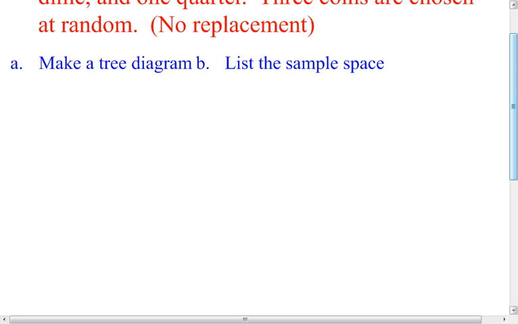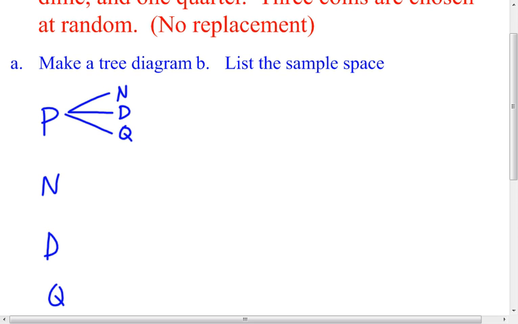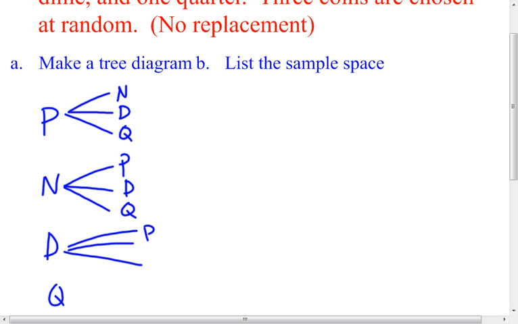So what you're going to do is make kind of tiers here. In this case, you could have a penny, a nickel, a dime, or a quarter, okay? So if you draw a penny the first time, then your next options are a nickel, a dime, or a quarter. If you draw a nickel first, then your next options are a penny, a dime, or a quarter. If you draw a dime first, then your options are penny, nickel, or quarter. And if you draw a quarter first, your options are penny, nickel, or dime.